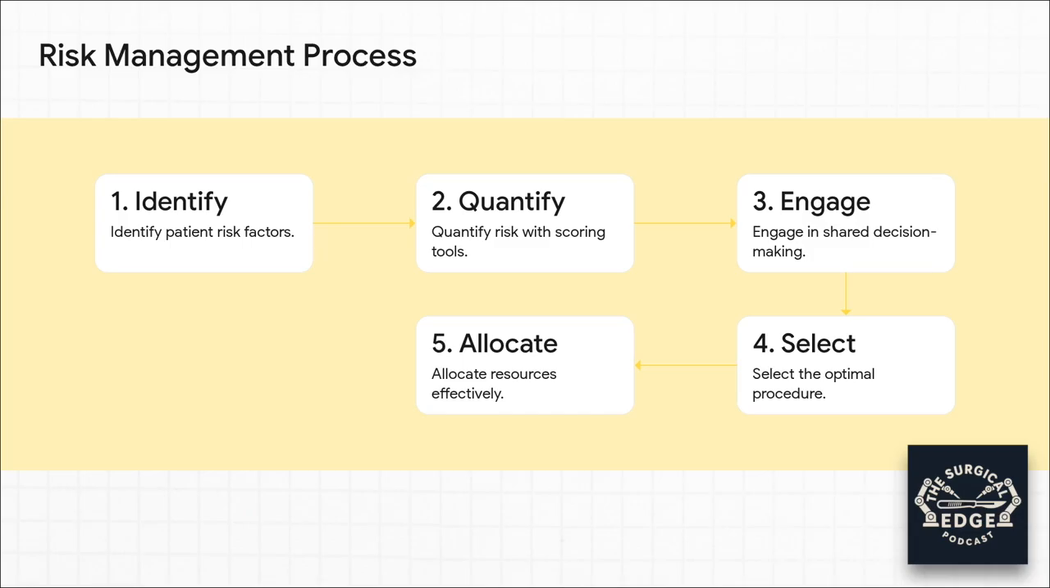1. Identify the patient's risk factors. 2. Quantify that risk with the right tool. 3. Engage the patient in a shared decision. 4. Select the optimal procedure based on all that data. And finally, 5. Allocate your resources, like critical care beds, where they will have the most impact.